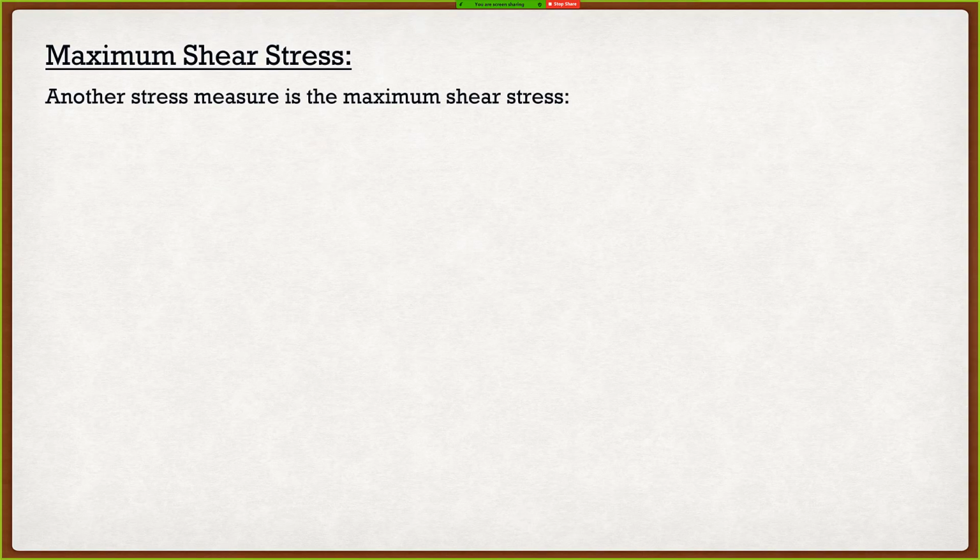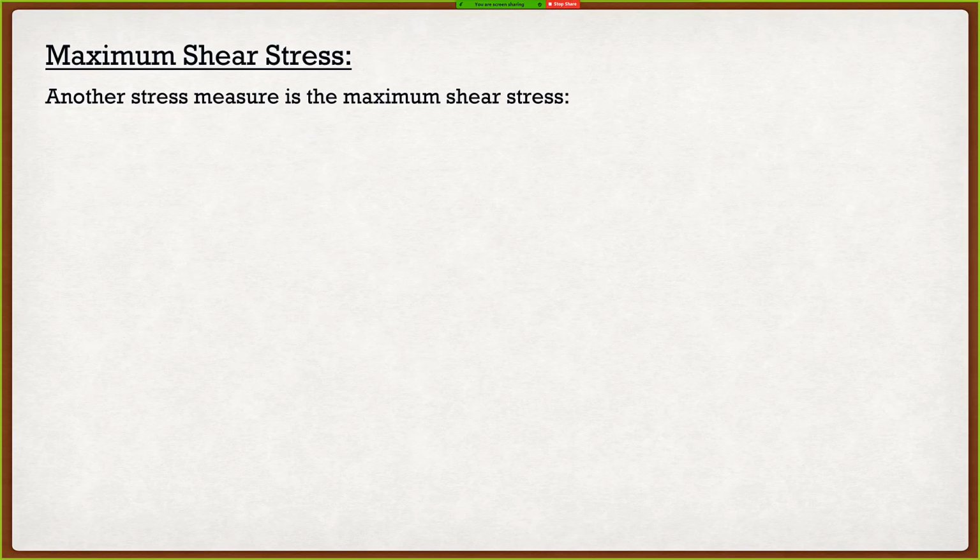Now, the last stress measure we're going to talk about is something we call the maximum shear stress, or some of you guys may have referred to this as the Tresca yield criterion. So if you guys hear Tresca, it's basically going to be the exact same as this. So another stress measure is the maximum shear stress.